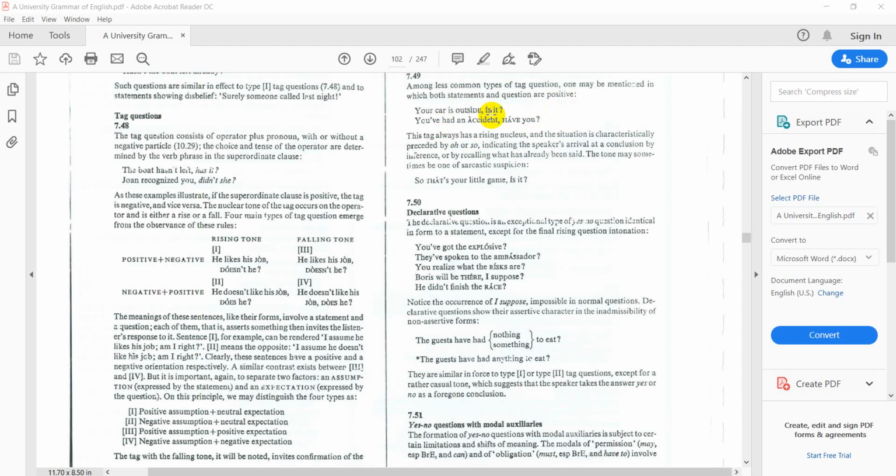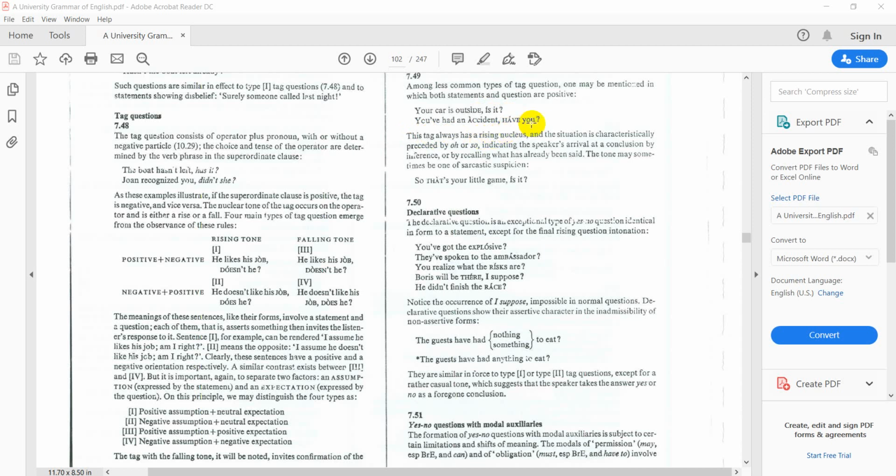It means that the speaker arrives at a conclusion. For example, if someone says that his car is broken, then the other will say, your car is outside, is it? So there is no way to reject or deny or to say no.